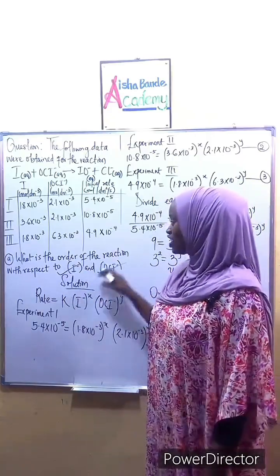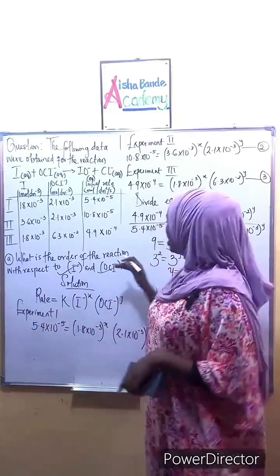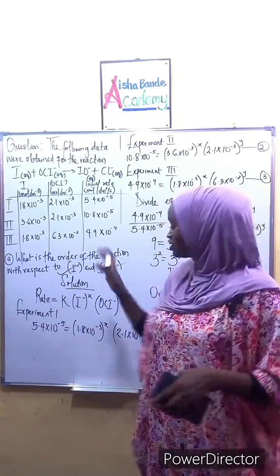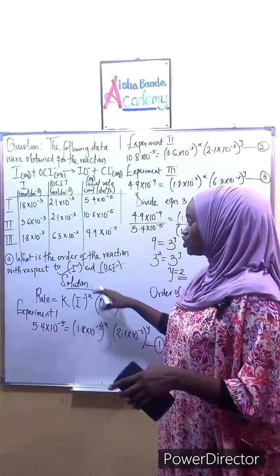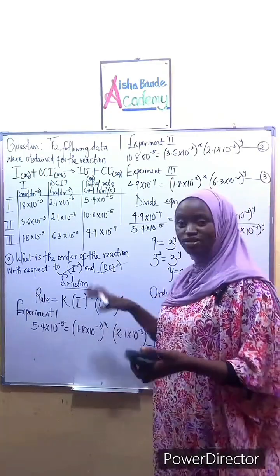The order of the reaction for the first reactant, we got it to be 1 when we solved, and we got our x to be equal to 1 and y is equal to 2, which is the order of reaction with respect to the other reactant, which is OCl minus.